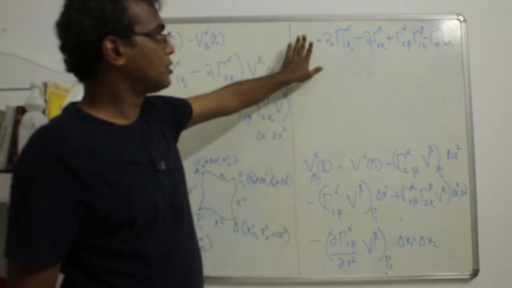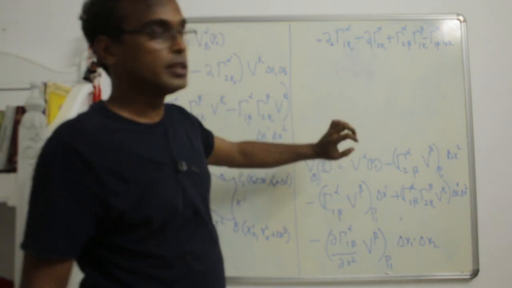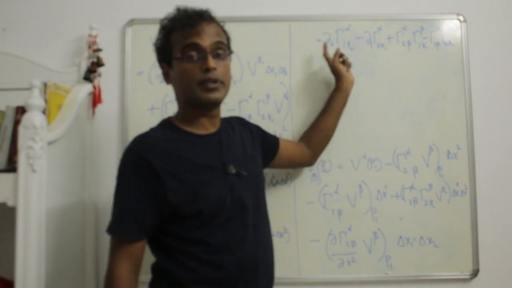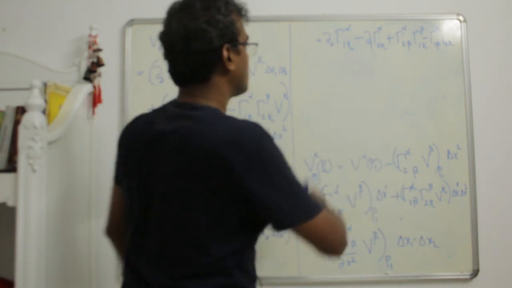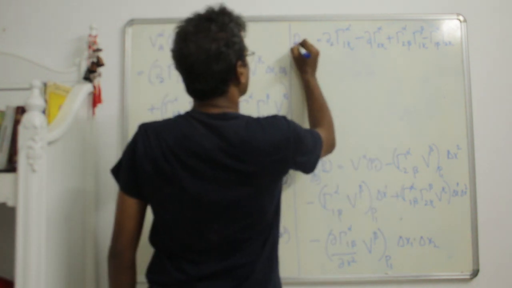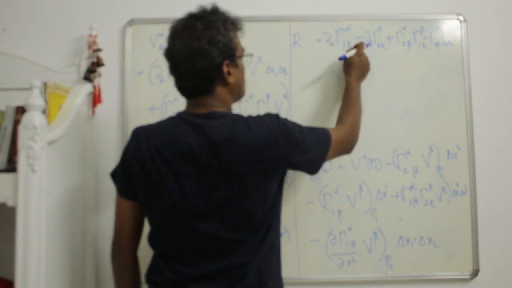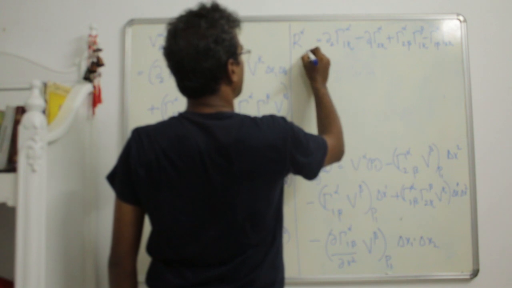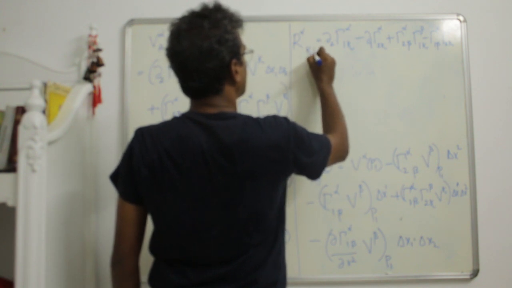Now we could denote this quantity using a short notation, and we can fix what that quantity should be by observing the three indices of what is on the right hand side. Observe that on the right hand side, alpha, kappa, 1 and 2 are the indices. So let me call it R alpha kappa 1 2.